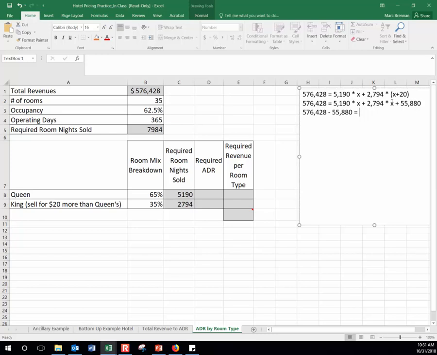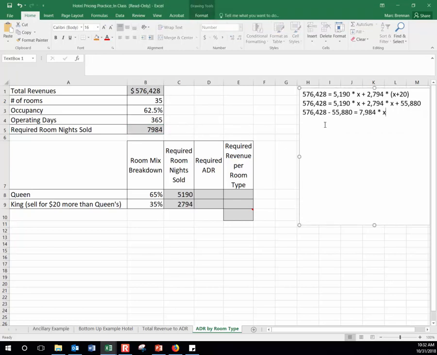Now, for these two, if you take a look, this is very similar to this in that both numbers are being multiplied by X. So we can simply add these two numbers together and multiply them by X. So that would be 7,984 multiplied by X. This should look familiar because it's really the total number of room nights that you require to sell.